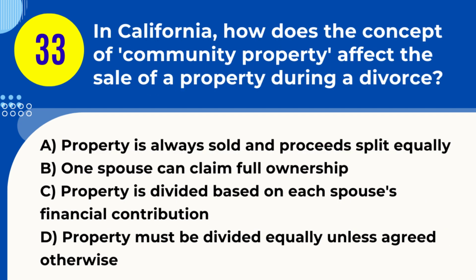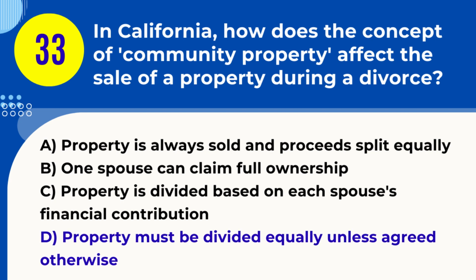Question 33. In California, how does the concept of community property affect the sale of a property during a divorce? A. Property is always sold and proceeds split equally. B. One spouse can claim full ownership. C. Property is divided based on each spouse's financial contribution. D. Property must be divided equally unless agreed otherwise.